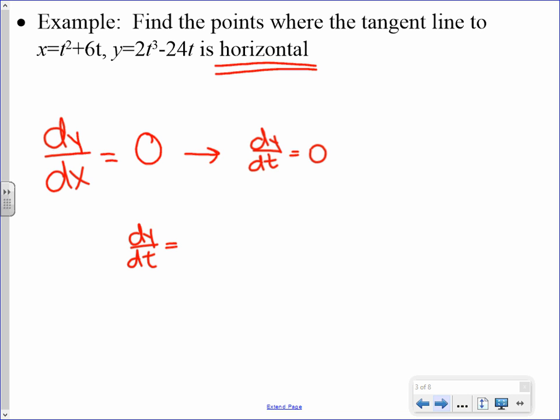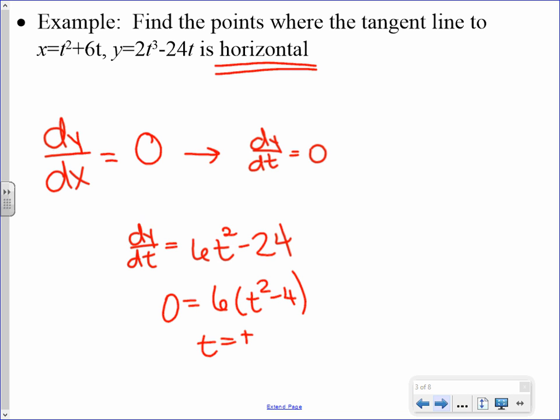Okay, what is our dy/dt? 60 minus 24 t squared. And if we're looking at where this is 0, 3,600, then we get t equals plus or minus 2. Now, if either of those t values makes dx/dt 0, it's not smooth, which means we don't have a horizontal tangent line.